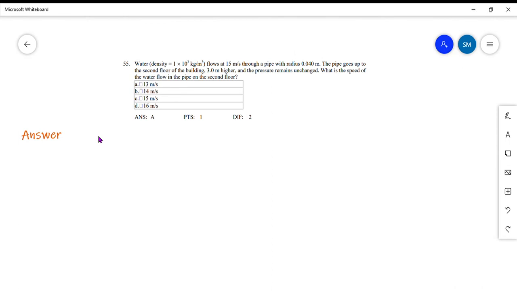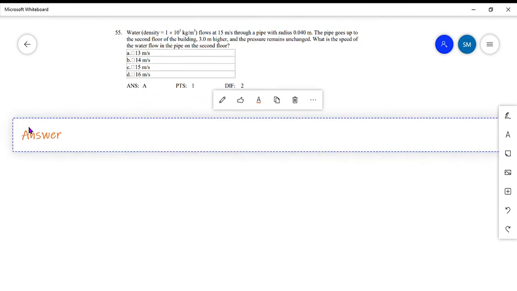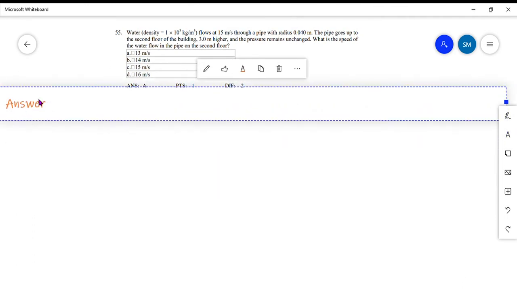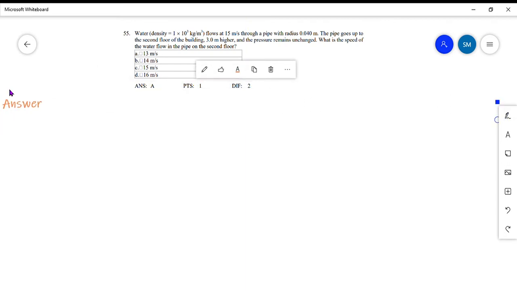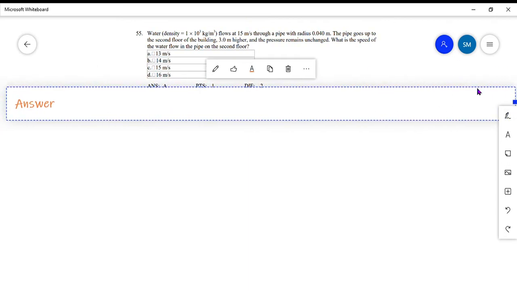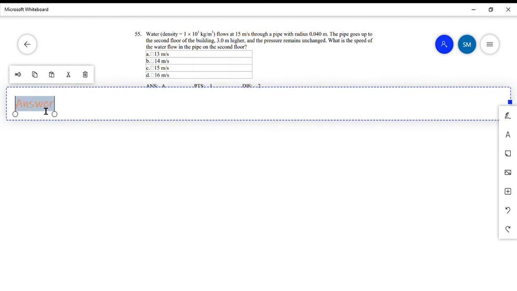Question 55. This question has a lot of steps, but believe me, it's very easy. We will just use Bernoulli's equation. So let's start. Please concentrate with me. Let me change the color. Okay, Bernoulli's equation, I will write it very simply.